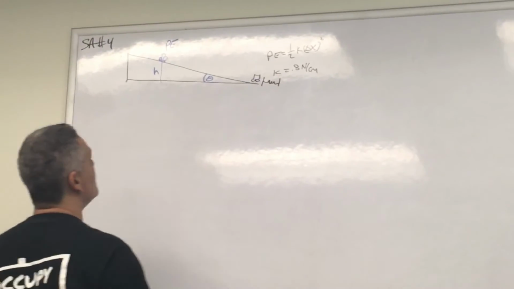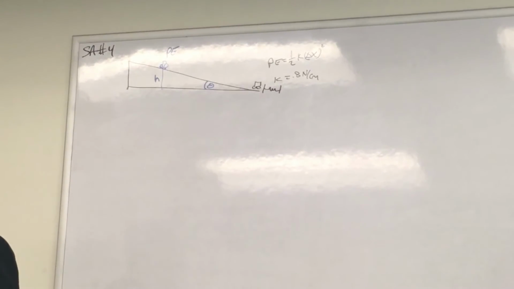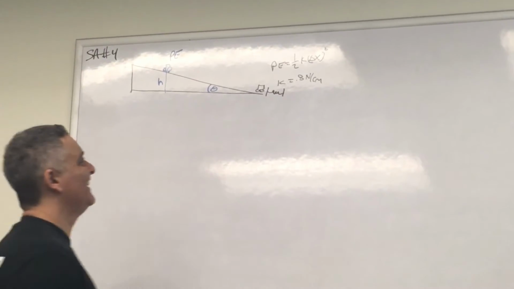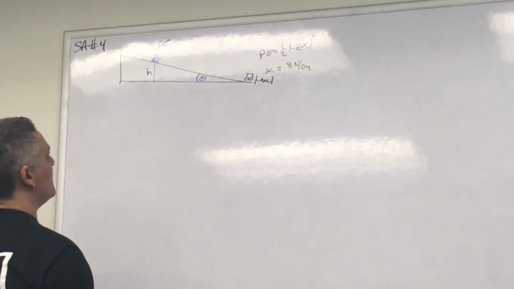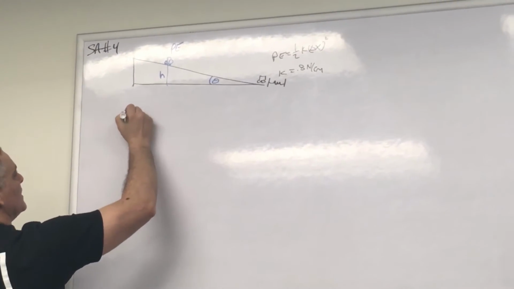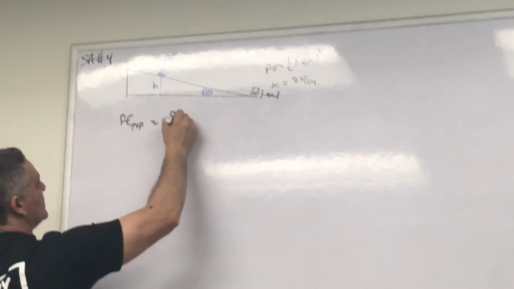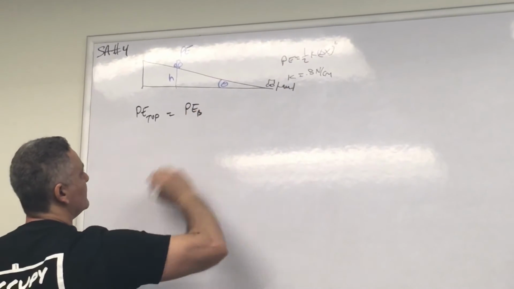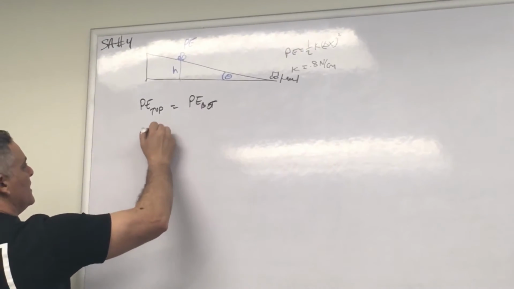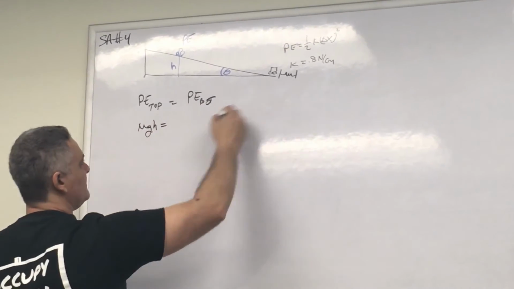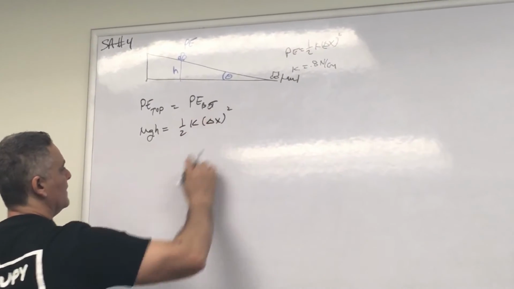I was just reading the rest of the sentence. Okay, so the potential energy here has to equal the potential energy there. That's the trick of the whole problem, right? So the potential energy at the top equals the potential energy at the bottom. At the top it's going to be mgh. At the bottom, it's going to be 1/2 k delta x squared.